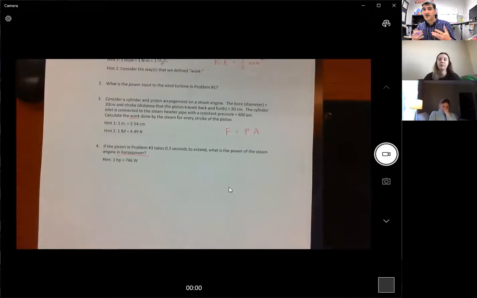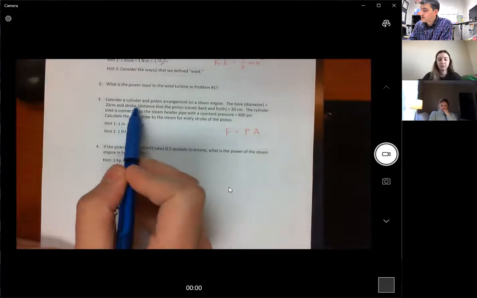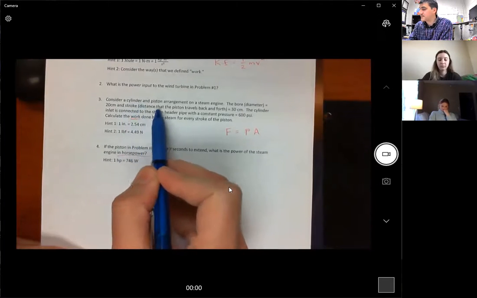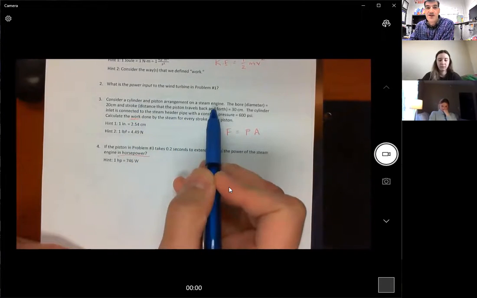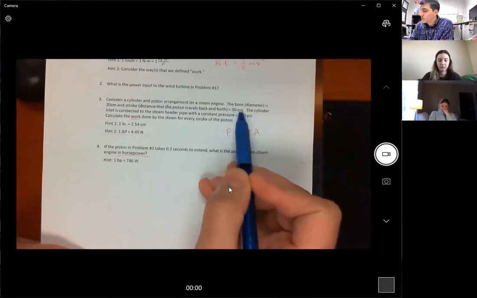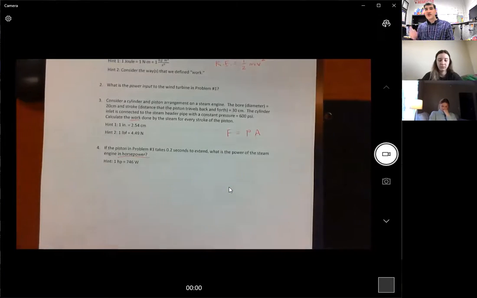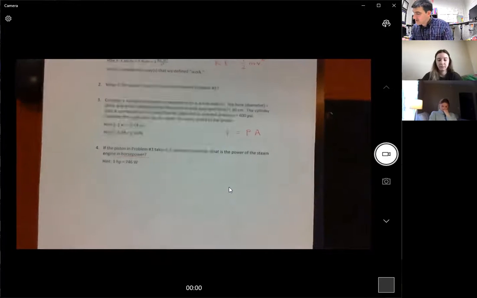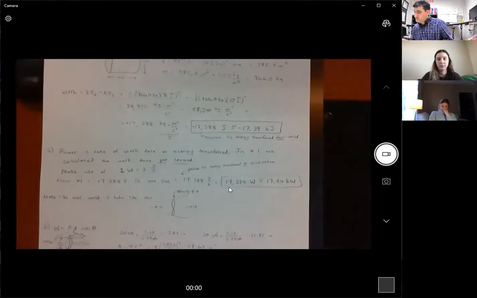And then we need to know the distance in the equation for work. That's just the stroke of the piston. It tells us the distance the piston travels back and forth. So that is going to be our D in our equation for work. And then the last thing we'll have to think about is cosine theta. What is cosine theta? We'll get to that in just a minute. All right, so that's what we're going to do.